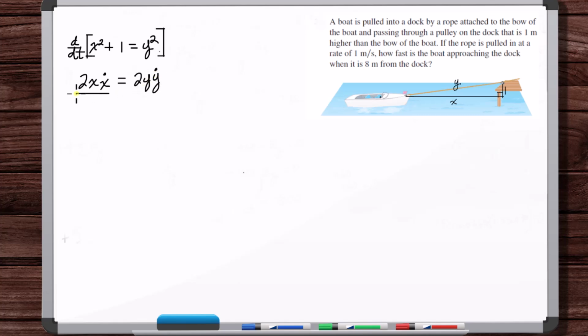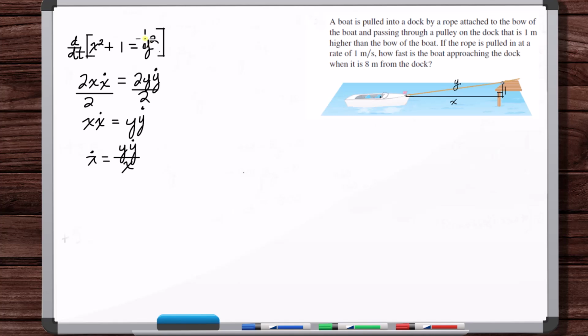So now we just want to solve for the variable that we're looking for. What are we looking for? We're looking for x dot, the rate of change of the distance of the boat from the dock. Now this is the challenging part, in my opinion, for these problems. What do we put for y dot? Not what do we put, but do we put positive or negative? Positive or negative for y, positive or negative for x?